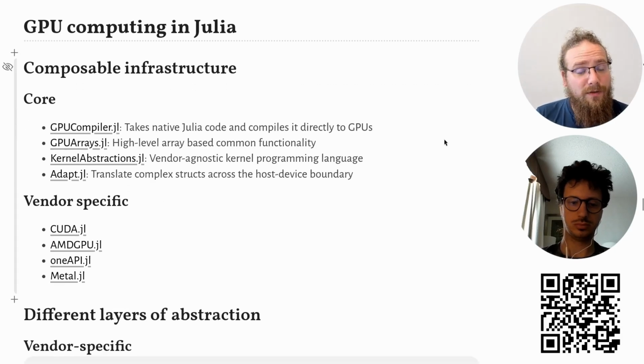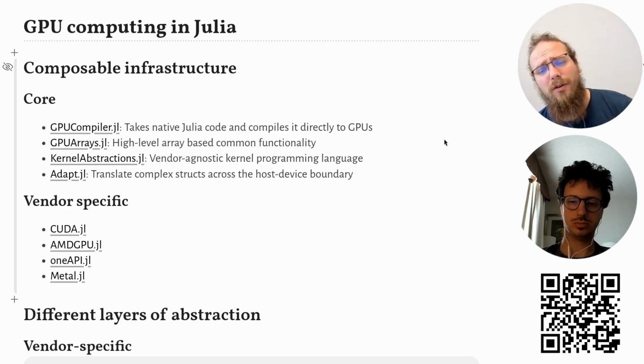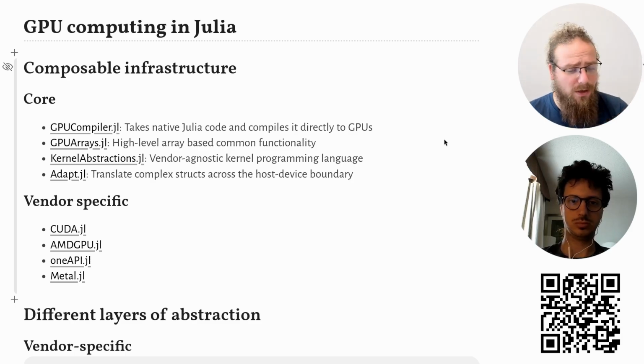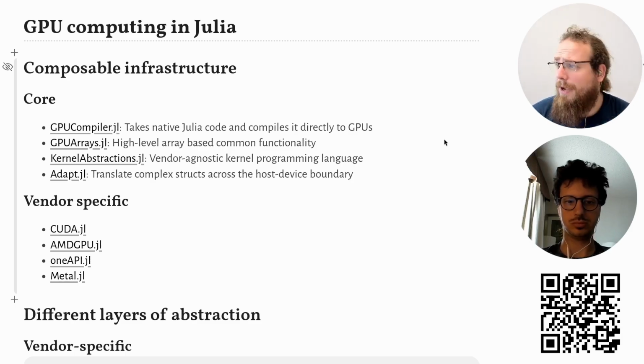Over the last couple of years, Julia has built out a really excellent GPU computing infrastructure based on a couple of composable pieces and a couple of vendor-specific pieces. So at the heart of it, there is a package called GPUCompiler.jl, which takes native Julia code and compiles it directly to GPUs. Then we have a package called GPUArrays, which provides high-level array-based common functionality. So in case you're trying to do a matrix multiply of something that your vendor does not support, there is a fallback implementation in GPUArrays that we can probably use.